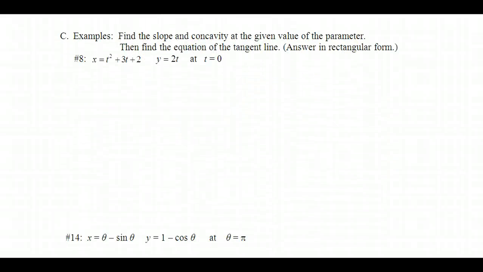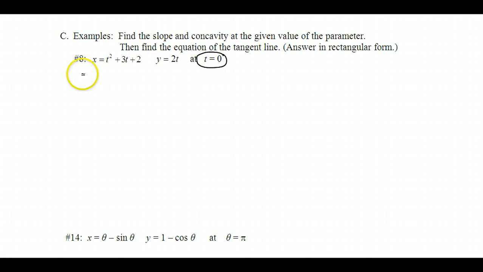So we have two examples here. We first of all need to find the slope and concavity at the given value of the parameter, and then find the equation of our tangent line. We want our answer to be in rectangular form. So for number 8, our parametric equation, x equals t squared plus 3t plus 2, y is equal to 2t, and this is when t is equivalent to 0. So that is the specific time that you were trying at, when it says the given value of our parameter, that's when t is equal to 0.